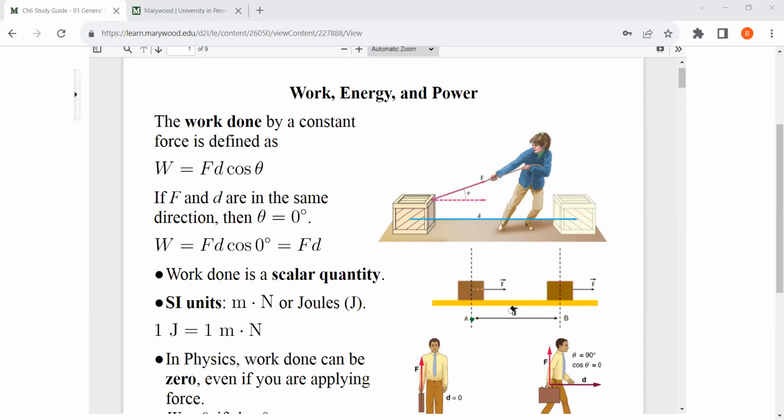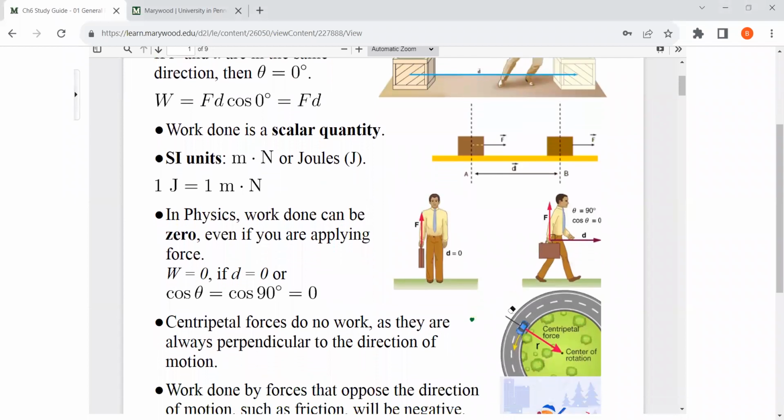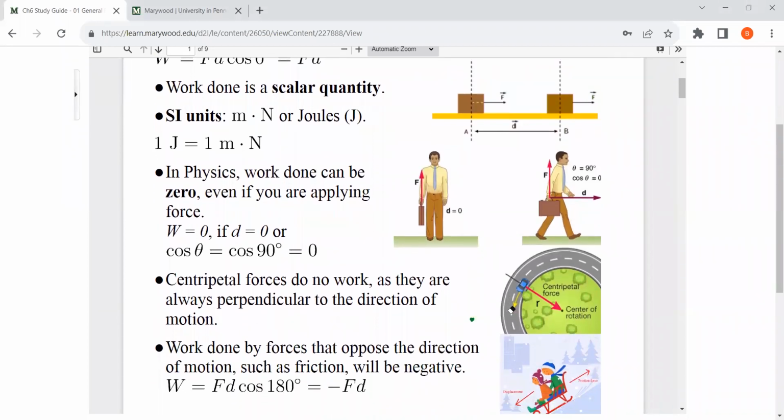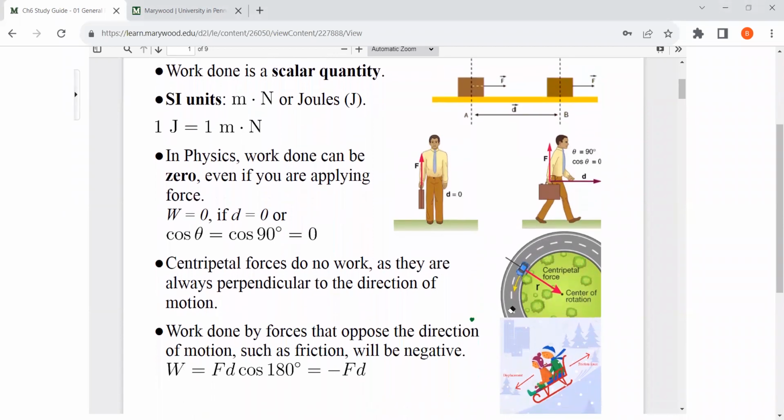Now let's move on and see what else we have. As I said earlier, in physics, even if you do some everyday work, it may not be work done in physics. So let's see some examples.